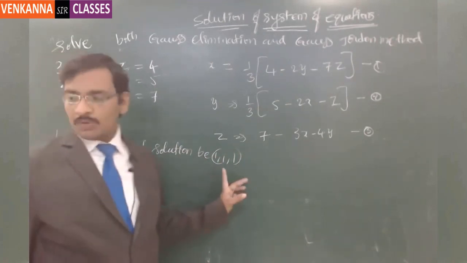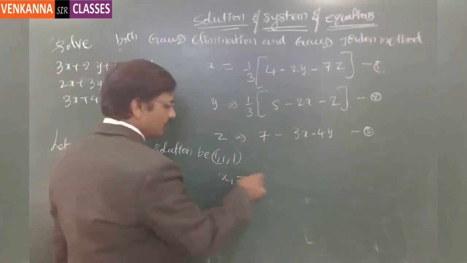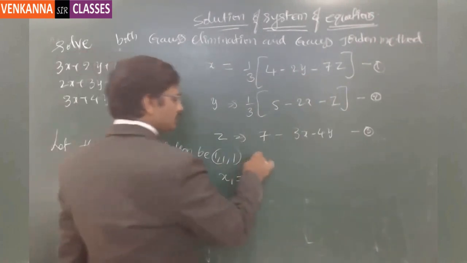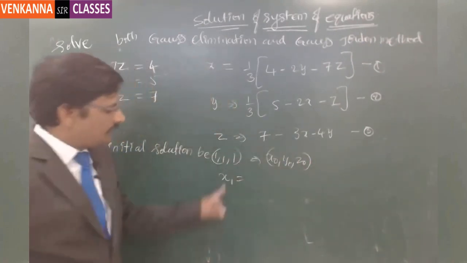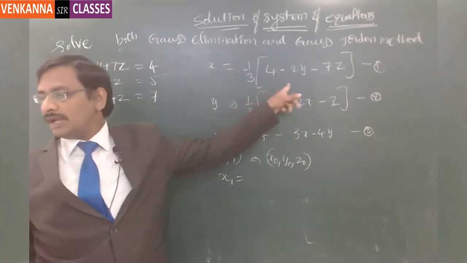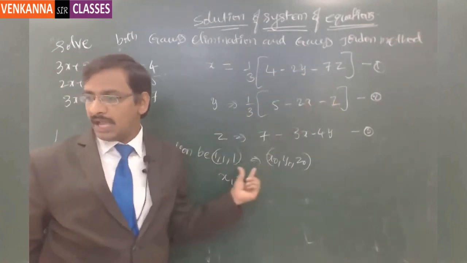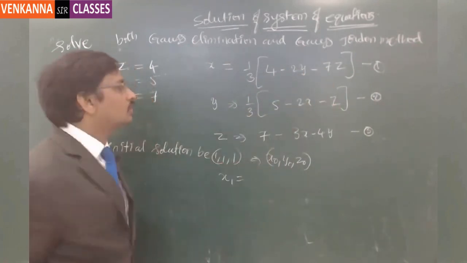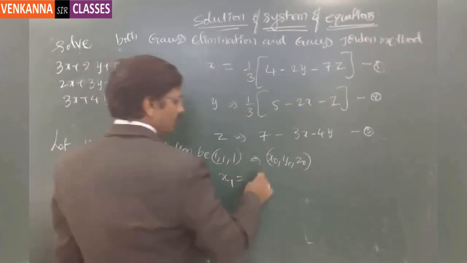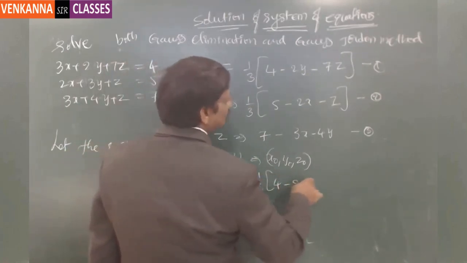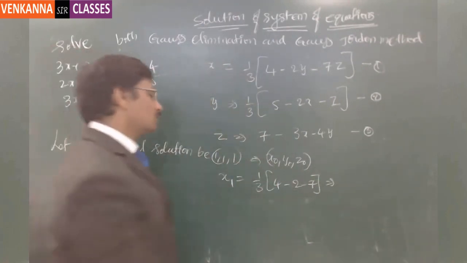This 1, 1, 1 value, I will put in the first equation to get the value of x1. So this is x0, y0, z0. Then the x1 value I will calculate with the help of this equation, where I keep the values of y and z as the initial solution, 1, 1. So x1, which is the new approximation of x, is going to be 1 by 3 times of 4 minus 2 minus 7. This is 4 minus 9, which is minus 5 by 3.